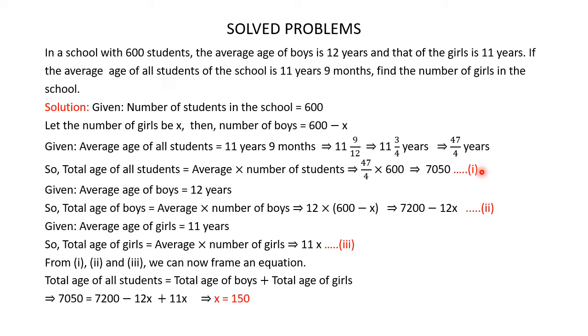So now we know total age of all the students is 7050. Total age of the boys is 7200 minus 12x, and total age of the girls is 11x. So from equations 1, 2 and 3, we can now frame an equation. Total age of all the students is equal to total age of boys plus total age of girls. This is nothing but 7050 is equal to 7200 minus 12x plus 11x. On solving, we get x is equal to 150. So the number of girls in the school is 150.